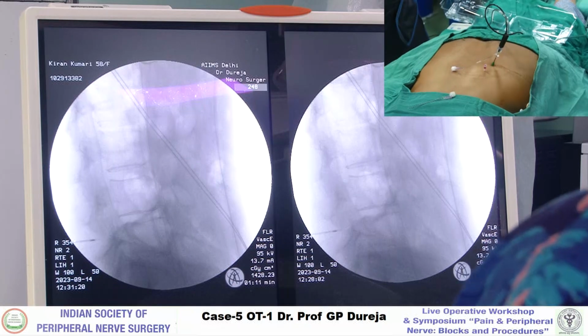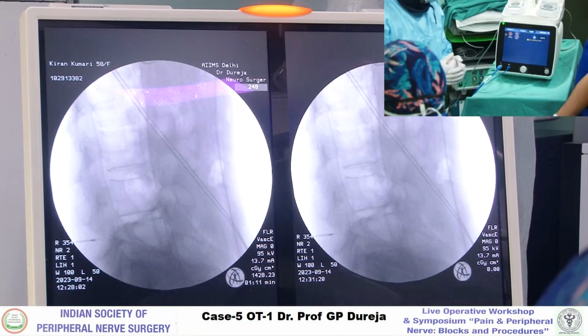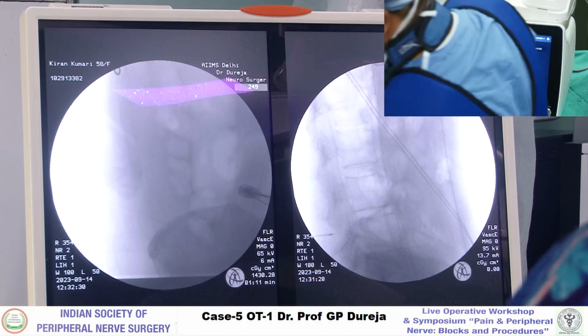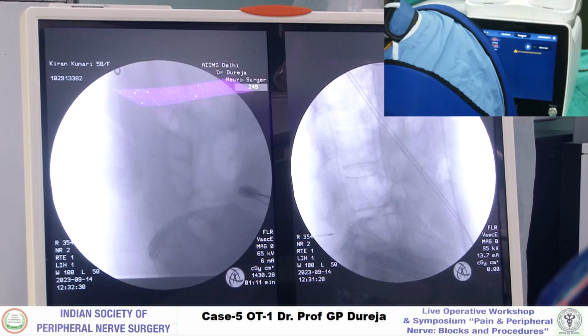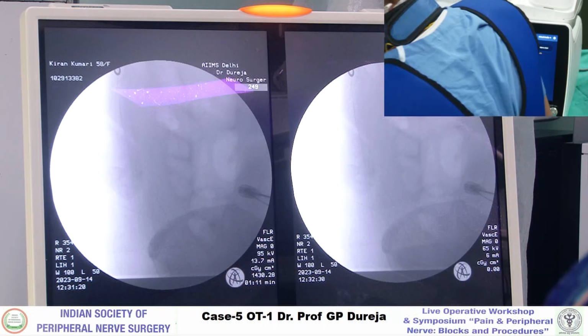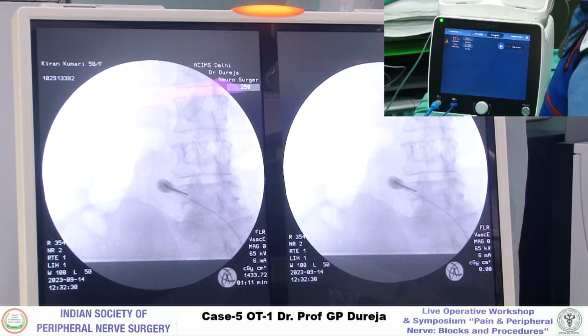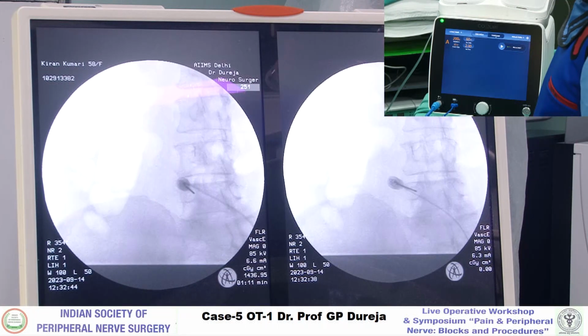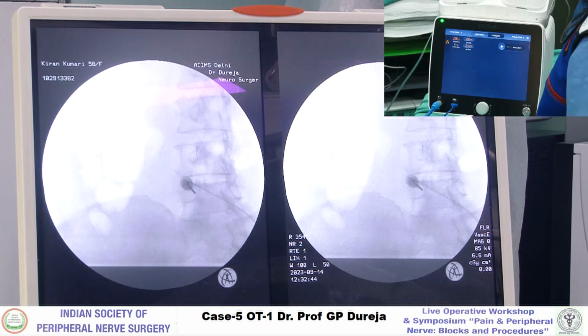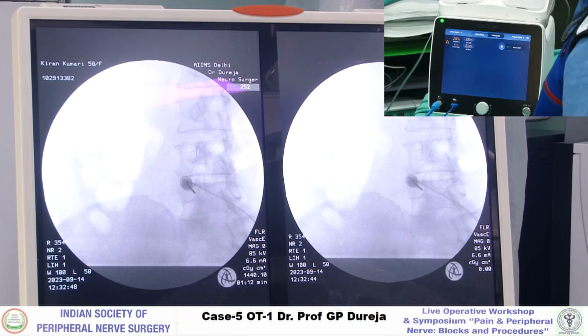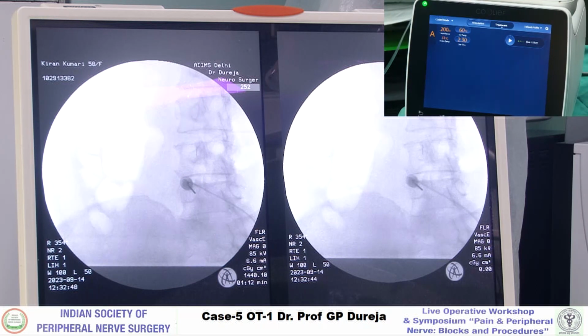So we'll wait for the local anesthetic to show its effect. We have to insert the second needle now.